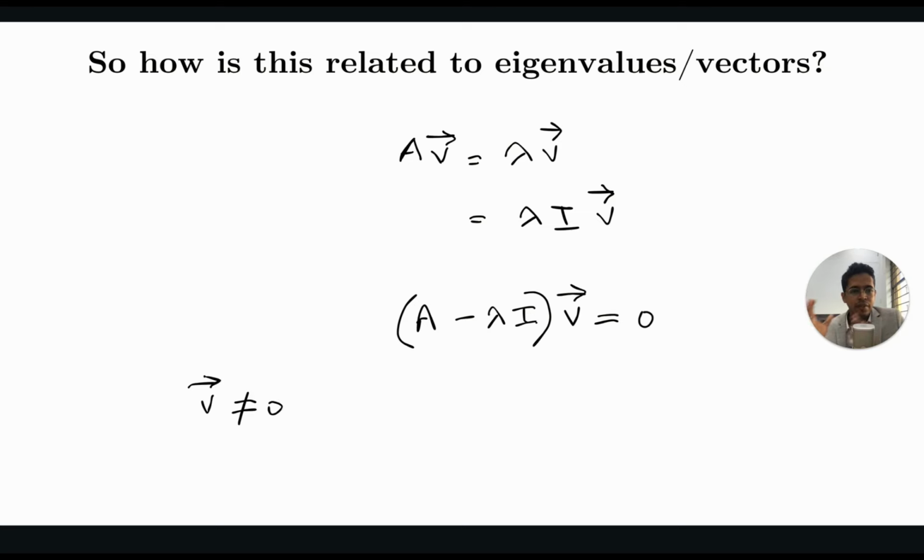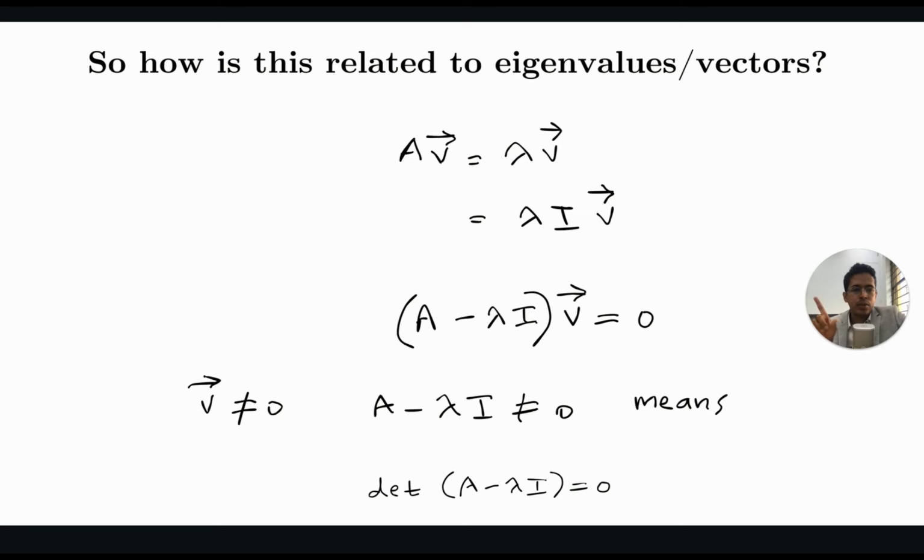So we don't want a trivial solution. We don't want the vector V to be 0. That's trivial. We don't want A minus lambda I to be a null transformation matrix. Basically no transformation happening, like a null transformation happening. So what this means is determinant of A minus lambda I equal to 0. Why is this the case? This is the case because of the following reason.